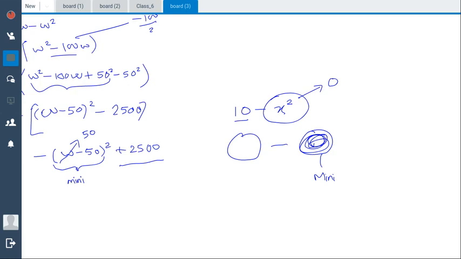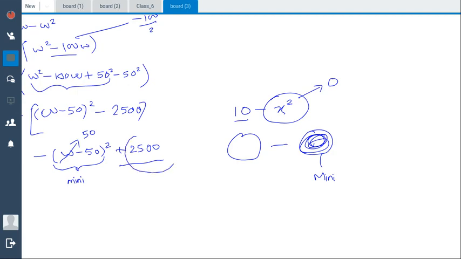So it is only possible when this expression becomes 0. Because if it doesn't become 0, this (W minus 50) whole square will always be positive. But negative is outside it. So this term will always subtract something from 2500. And I want to minimize that term which is subtracting something from 2500. It can only be when you equate W minus 50 to 0, when W equals 50. So the maximum value can be 2500.